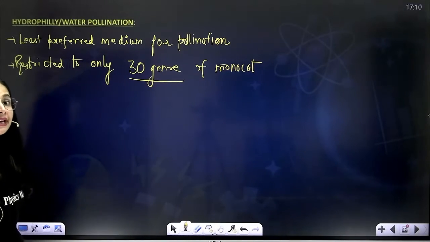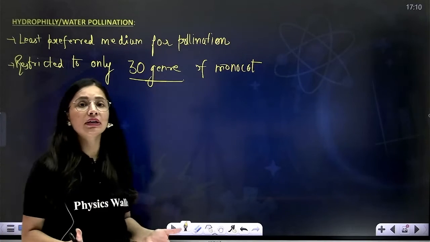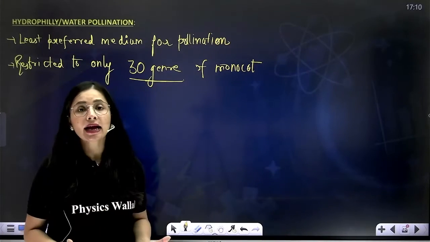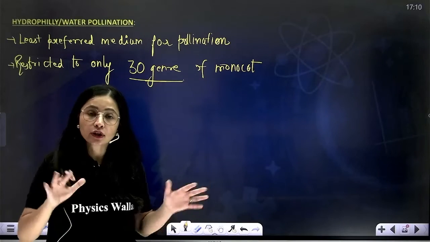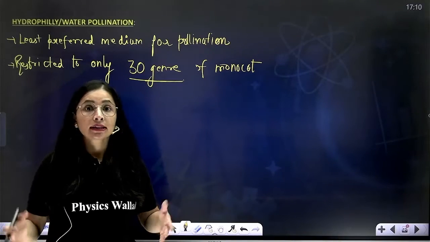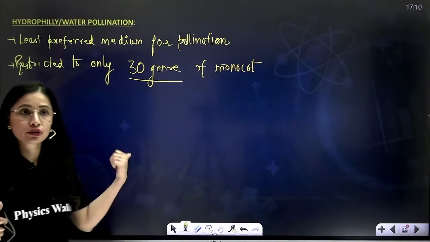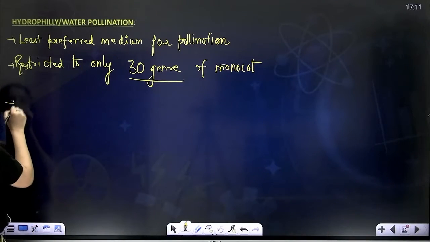Even the plants which are hydrophilous, even plants like water lily and lotus, they are aquatic. Still, they don't prefer water for pollination. They prefer pollination by biotic agents like insects. So this point is also very important.